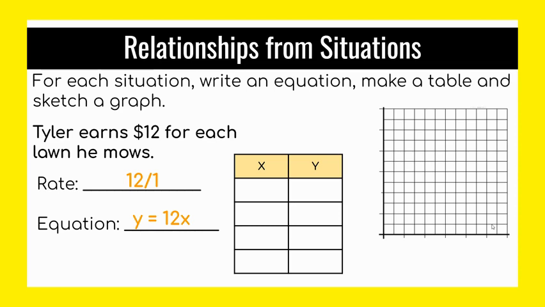Now to generate this table, I'm going to go ahead and plug in values for x. So the first value I'm going to plug in is 0. Well, if I plug in 0 into this equation, 12 times 0 is 0, so it does touch the origin, so it is proportional. Next, I'm going to plug in 1. If I plug in 1 for x, 12 times 1 is 12. Next, I'll plug in 2. 2 times 12 is 24. And 3. 3 times 12 is 36.